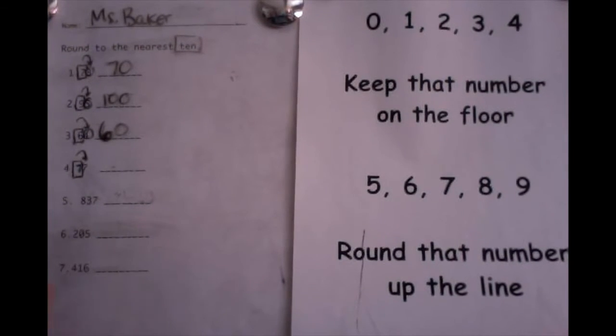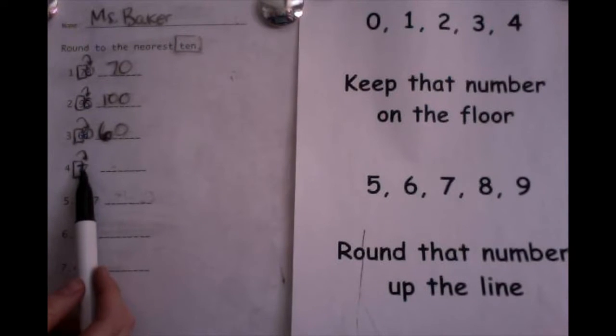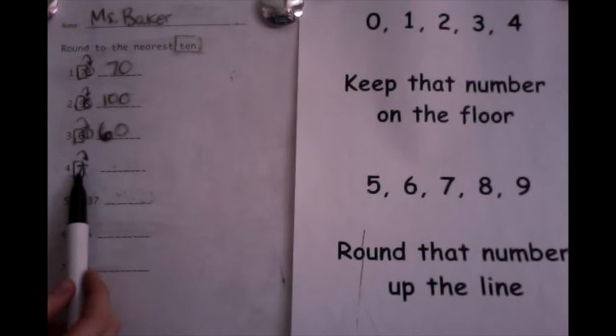Keep that number on the floor. 5, 6, 7, 8, 9. Round that number up the line. I see a 7 here, so we're going to round this tens place up the line.